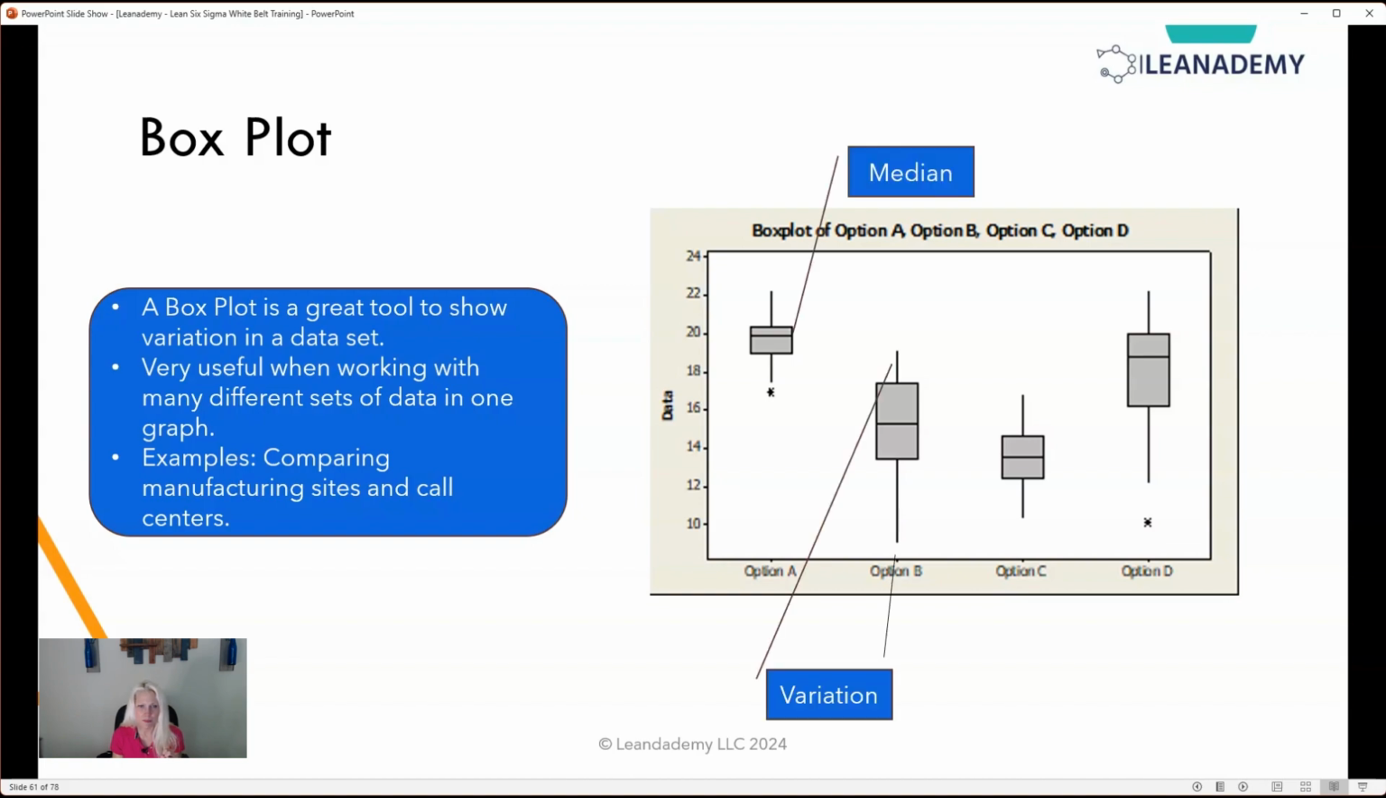And so here we think about median. The median is that middle line, and then variation is shown by what we call whiskers here. And then, of course, we see skewing happening within the data. And of course, these little stars are our outliers, things we should go investigate. This also shows the different variation that you might be experiencing within your process.